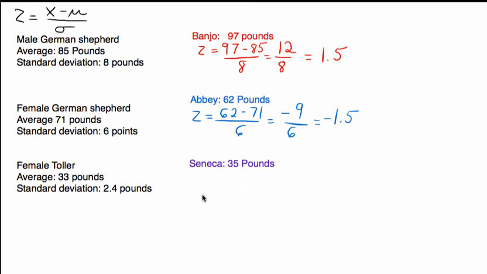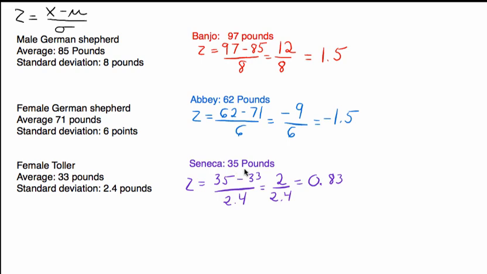Lastly, we'll look at Seneca. Seneca is 35 pounds minus the average of 33, over the standard deviation. That provides us with 2 pounds above average divided by the standard deviation of 2.4, and we get a z-score of 0.8333. Typically, z-scores are rounded to 2 decimal points, so we'll leave that as 0.83.